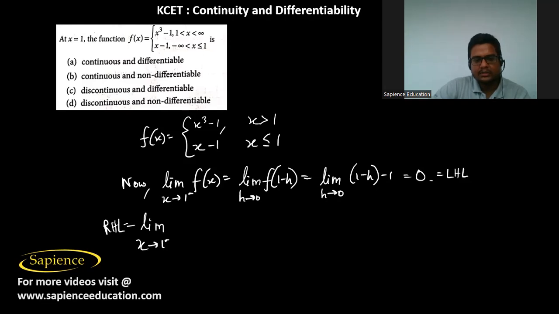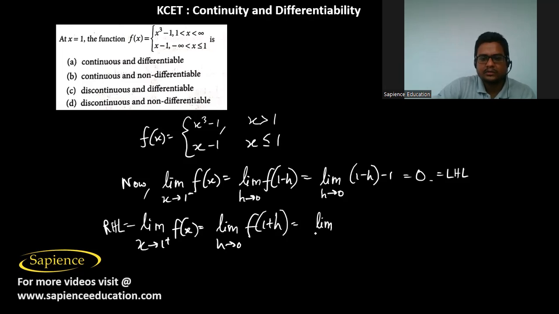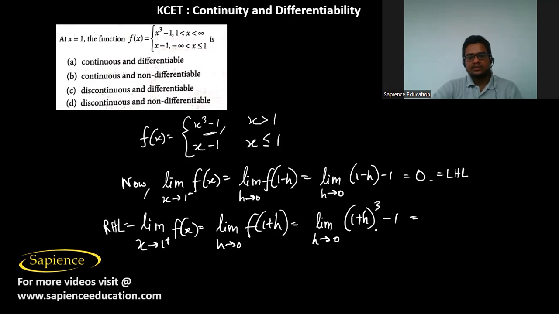That will be equal to limit x tends to 1 plus of f of x, which will be equal to limit h tends to 0 of f of 1 plus h. When x is slightly more than 1, then we have to use the first function, which is x cube minus 1. So this will be 1 plus h whole cube minus 1. If we put h equal to 0, this will also be 0. And f of 1 is also equal to 1 minus 1, which is 0.